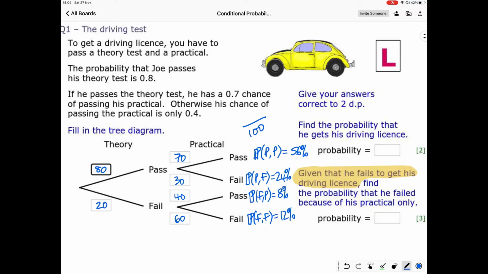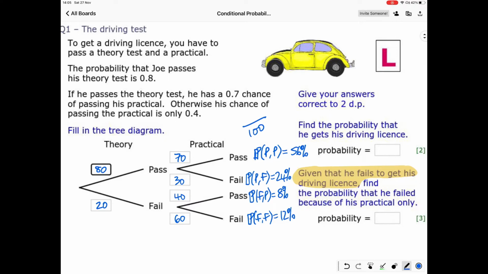In other words, if you pass your theory test, you don't fail it, and if you fail it, you don't pass it, and there's no other option. That means the percentages have to add up to 100. The percentages for the practical test vary according to whether Joe passes the theory test. The theory test and practical test are not independent.